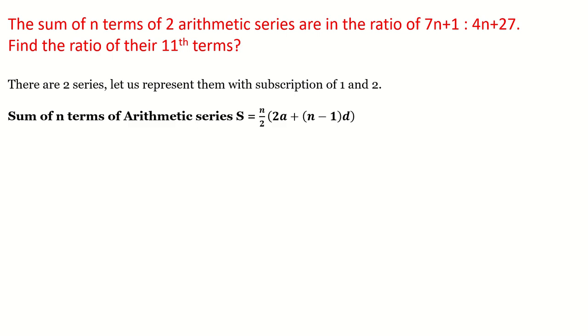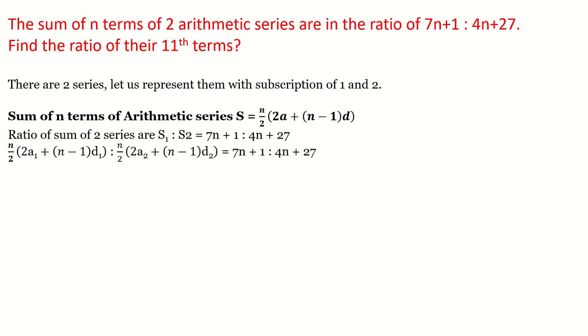Sum of n terms of an arithmetic series is given by S equal to n by 2 into (2a plus (n minus 1)d). Here n is the number of terms, a is the first value, d is the difference between consecutive terms. Okay, so the ratio of S1 to S2 is in the ratio of 7n plus 1 to 4n plus 27.